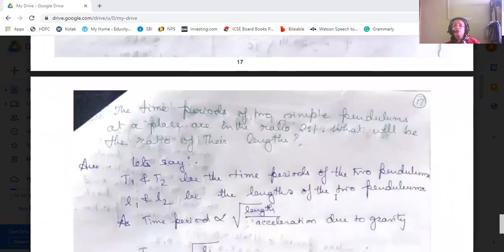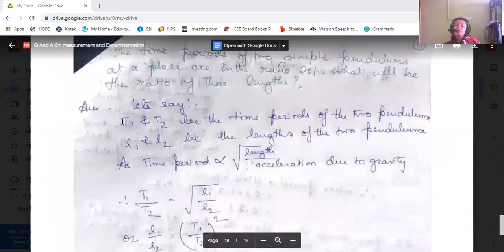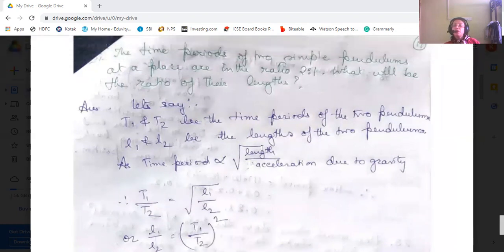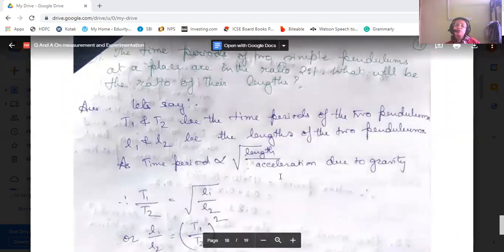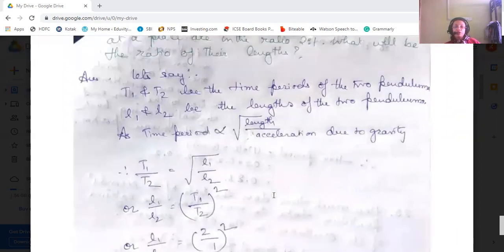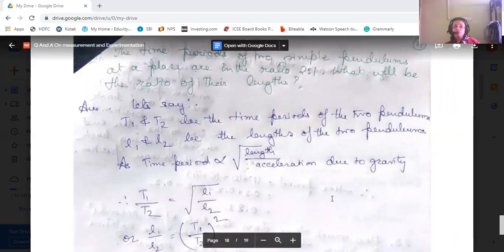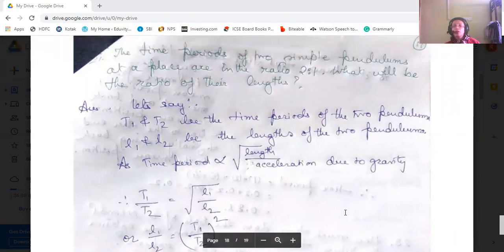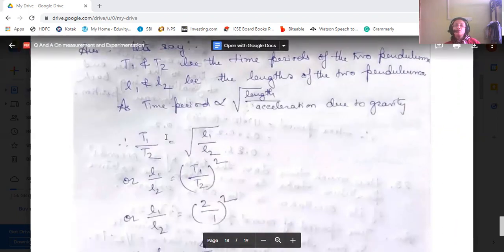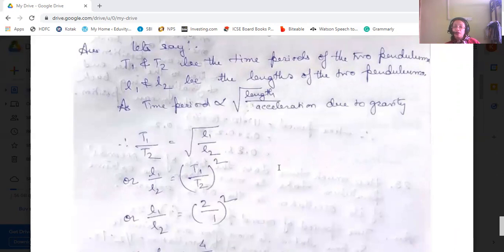Next question: the time periods of two simple pendulums at a place are in the ratio of 2:1. What will be the ratio of their lengths? Let's say T1 and T2 are the time periods of the two pendulums, and L1 and L2 are their lengths. We know that time period is proportional to root over length by acceleration due to gravity. As g is the same at a similar place, g cancels. So what remains is T1 by T2 is equal to root over L1 by L2.